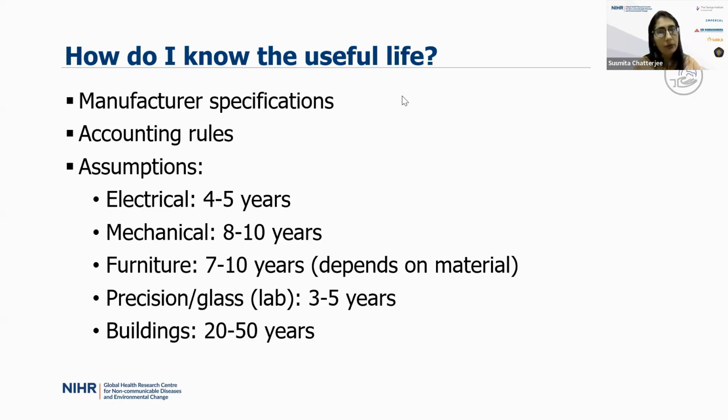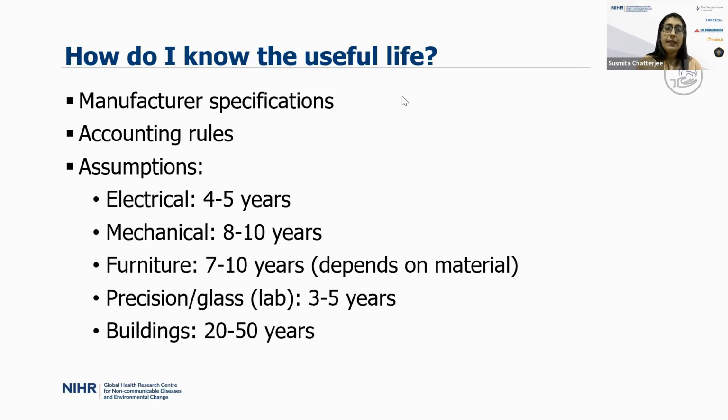In the accounting rule, there are rules which say that these items will last for this many years, this item will have a life of this many years. You can take those. And you can take these assumptions: mechanical items can be 8 to 10 years, furniture can be 7 to 10 years, glass items can be 3 to 5 years, and building can be 20 to 50 years. So basically, these assumptions come from the literature review.